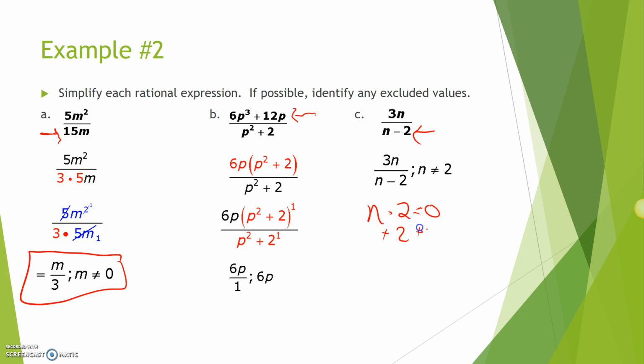Add 2 to both sides. And so how did they get n cannot equal 2? Because when you solve this, n equals 2, which means that our excluded value means n cannot equal 2.